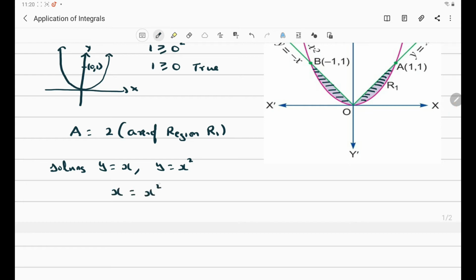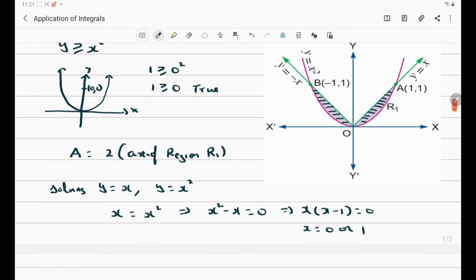So here we put x equal to x square, because y equal to x and y equal to x square. So we can say x equal to x square implies x square minus x is equal to 0, or x into x minus 1 equal to 0, or x equal to 0 or 1, which implies that this line y equal to x is intersecting the parabola at either x equal to 0 or 1.